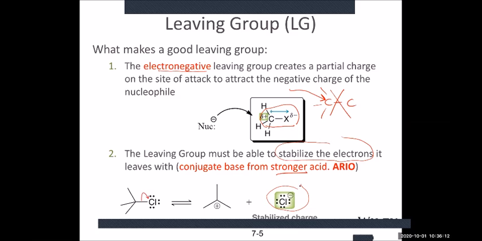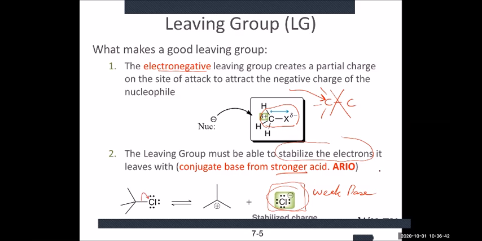Because the more stable the leaving group, which is typically the anion, the less tendency it has to take back a proton, for example, which means it must be a weak base. The leaving group had better be a weak base. And as we learned before, weak bases come from strong acids.